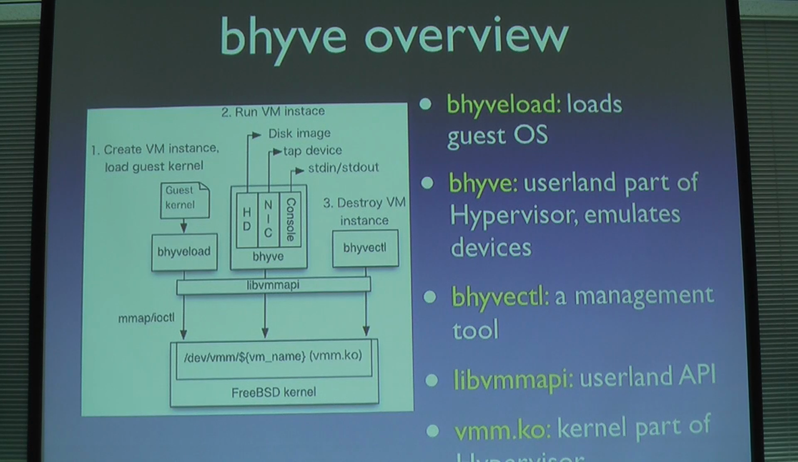And you also have bhyve control. It's management tool. You can dump registers, or you can get information of why VM dies, the reason VM dies, or you can destroy VM instance using this command. And there is a library called libvmmapi. It's very thin layer to interact with kernel module. And we have vmm.ko, which is kernel part of bhyve hypervisor.